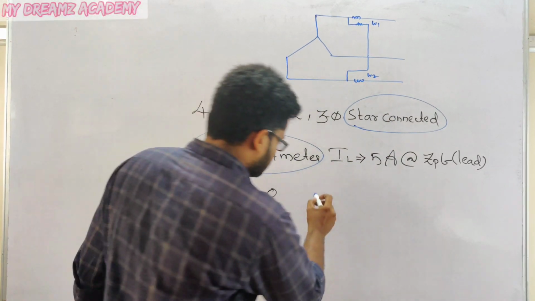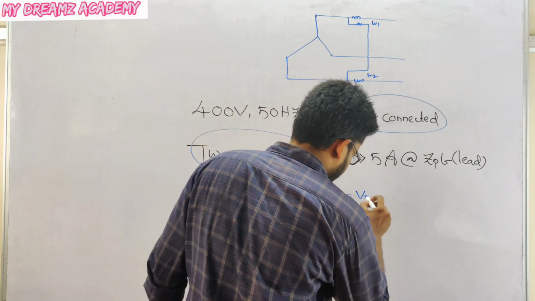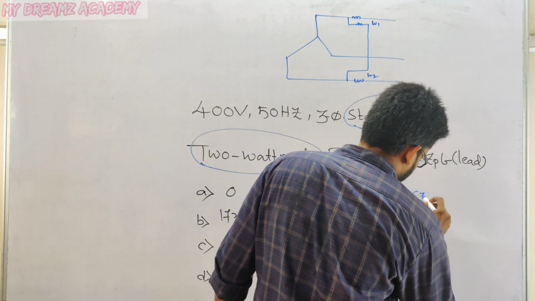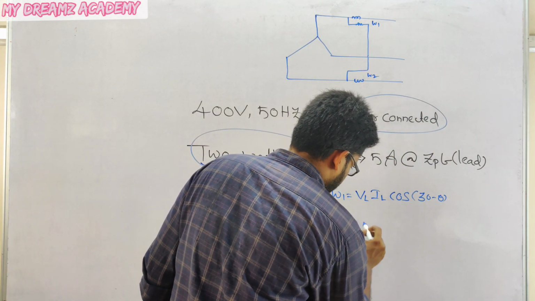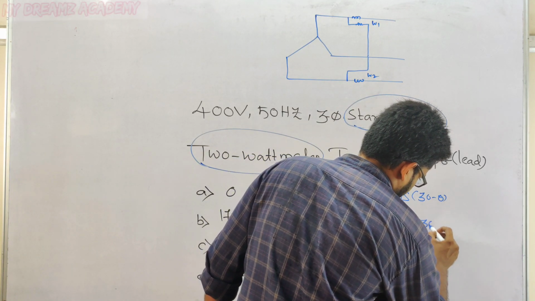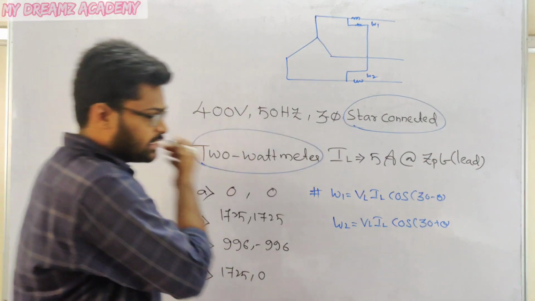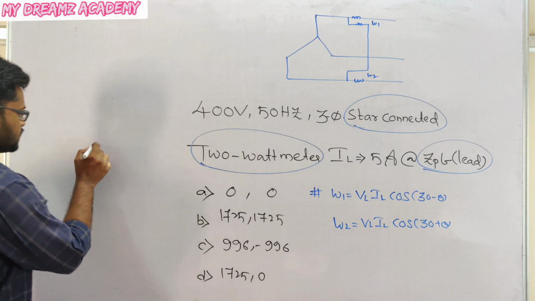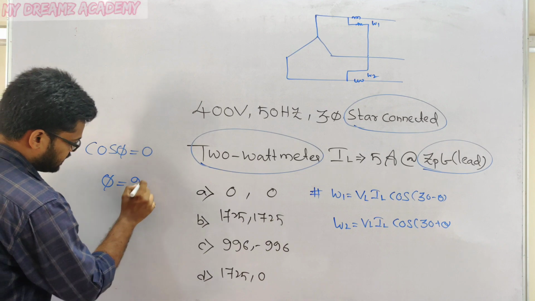Now by using the 2 wattmeter method, we know the reading of wattmeter 1 is VL IL cos(30 minus theta), and the second one, W2, is VL IL cos(30 plus theta). These are the 2 values. Now here it is mentioned ZPF, 0 power factor. Power factor is 0, that is cos phi is equal to 0, so phi is obviously 90 degrees.